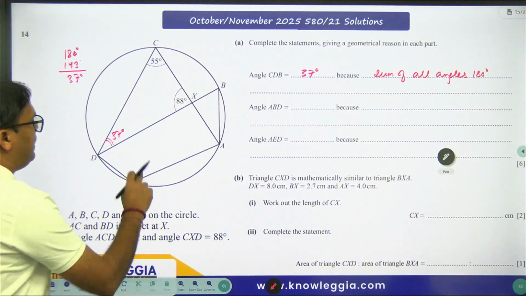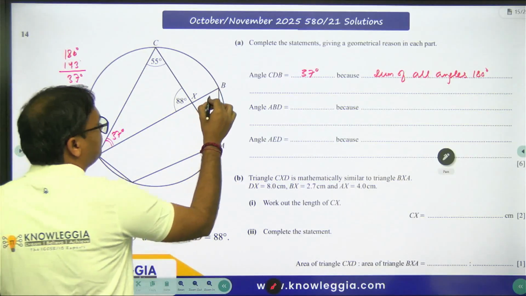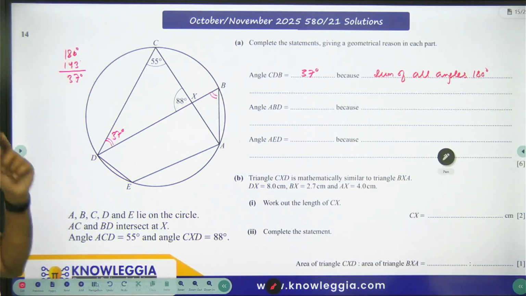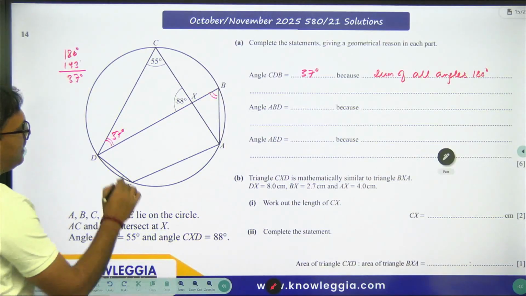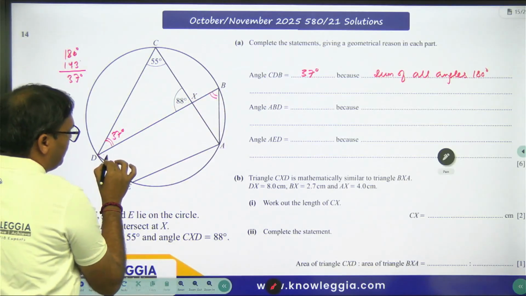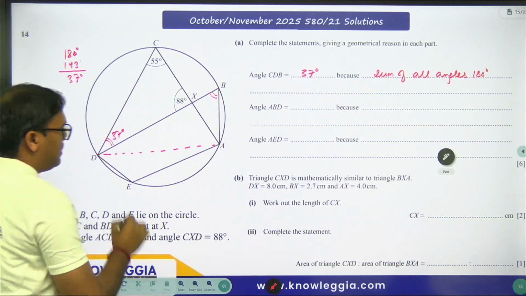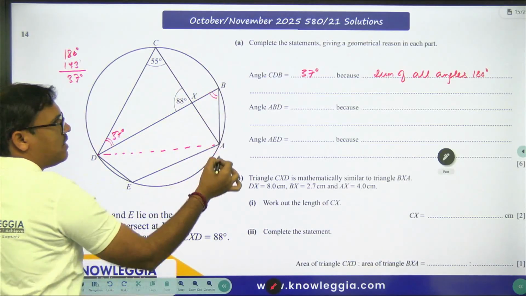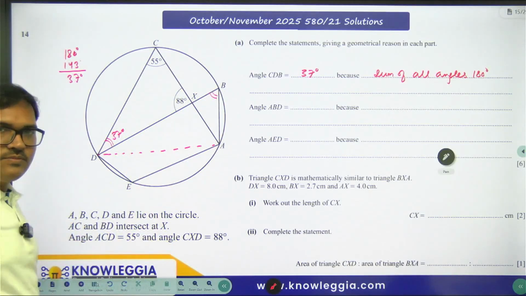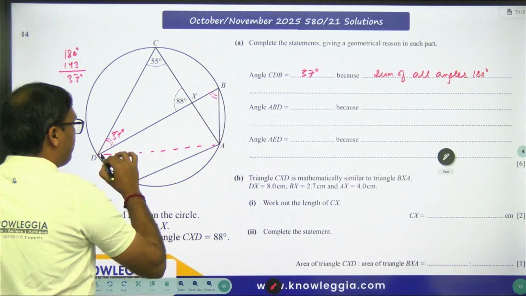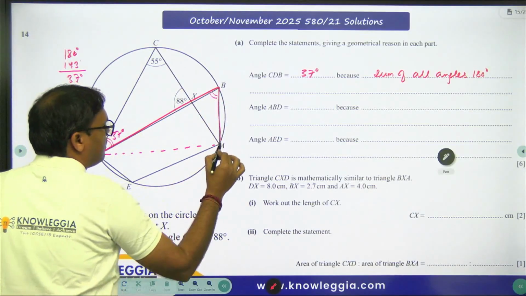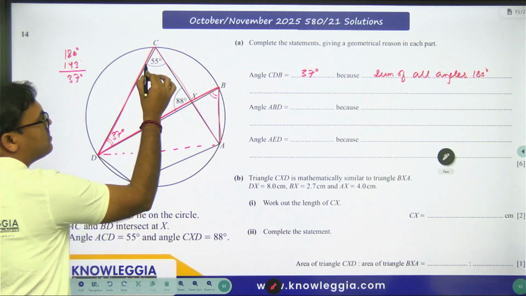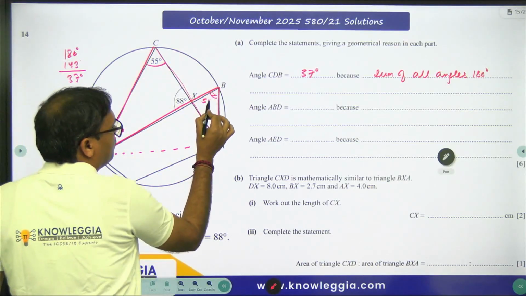Angle ABD. You have to find this angle. So how will you find this angle? If you observe, this arc is making the same angle in the same segment. So you can see the angle subtended here and the angle at the circumference are equal. This is 55, so this is also 55 degrees.